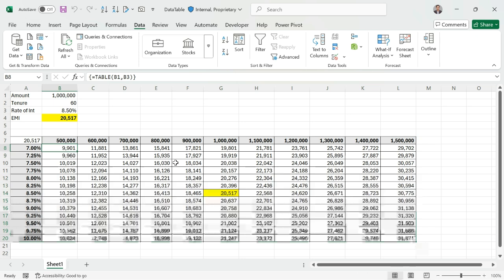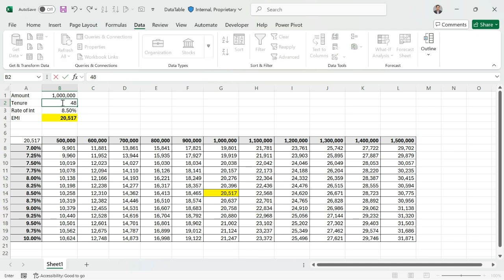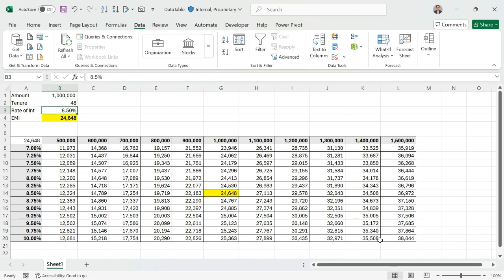Now, quickly, as a result, we're seeing what the EMIs or the monthly values are going to be for each scenario. We've seen that here, matching it with 100,000 or a million dollars. 8.5 is 20,517 per month installment for a tenure of 60 months. Now, imagine a scenario where I'd like to change this. I don't want it for 60 months, I'd like it for 48 months, for instance. All you have to do is hit 48, and the entire table of amounts changes as a result.